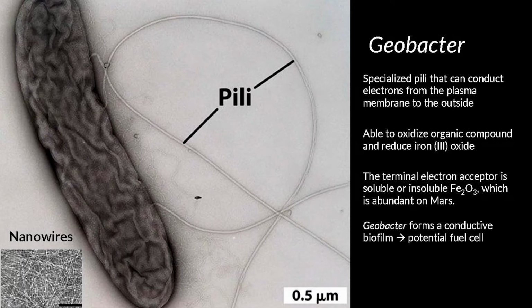Geobacter bursts into our eyeshot with this amazing property. It can convert ferric oxide to ferrous ions and generate electricity. Given the conditions on Mars, we decided to use Geobacter to achieve the goal of converting waste to energy on the planet. Here, let's take a close look at the Geobacter species.